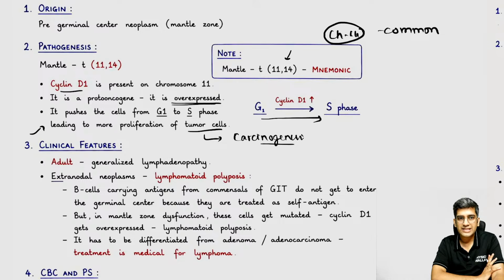Cyclin D1, is it a proto-oncogene or is it a tumor suppressor gene? You know the answer. It's a proto-oncogene because it is going to promote proliferation. That's why it's being overexpressed in mantle cell lymphoma. Fine? Perfect. So now let's come to the clinical symptoms.